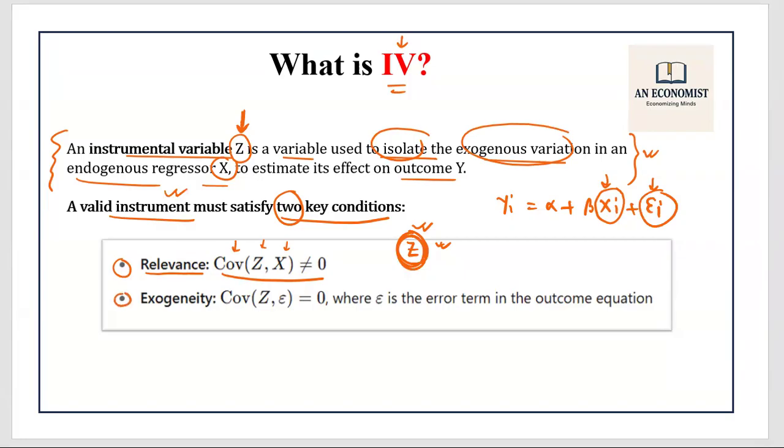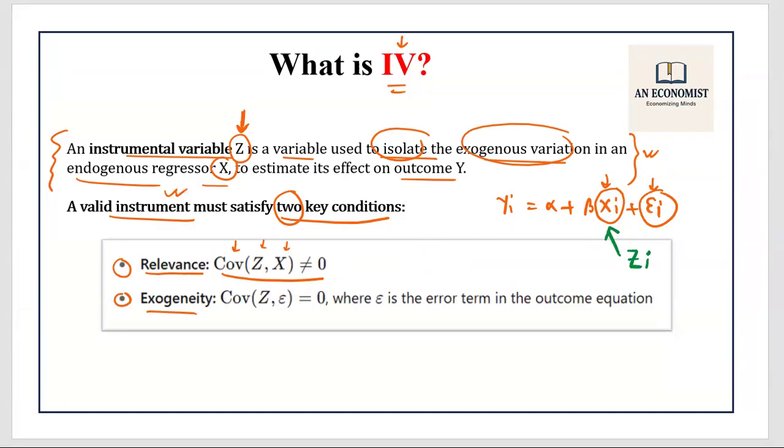And the second criterion is exogeneity. The instrument Z that we have defined cannot be correlated with epsilon i, right? It cannot be correlated. So what I am saying is that suppose we introduce the variable Zi as the instrument. This Zi should have a strong correlation with the endogenous variable Xi.